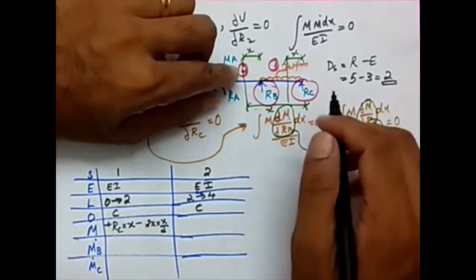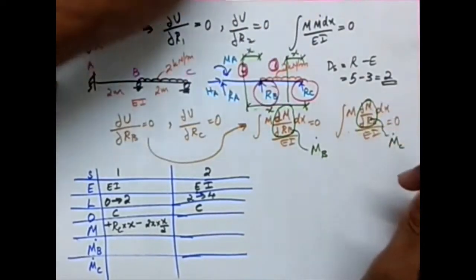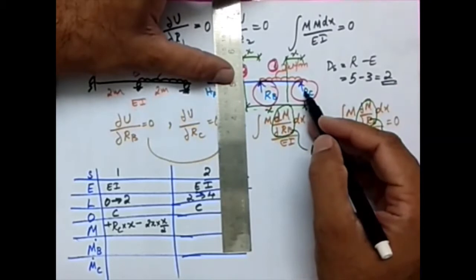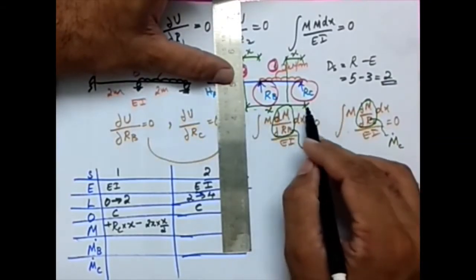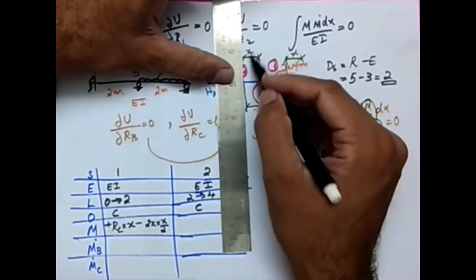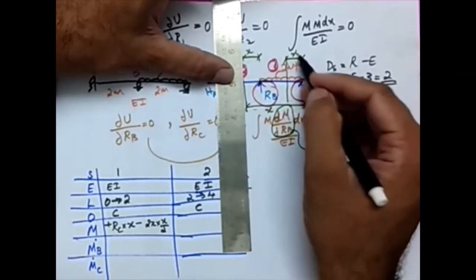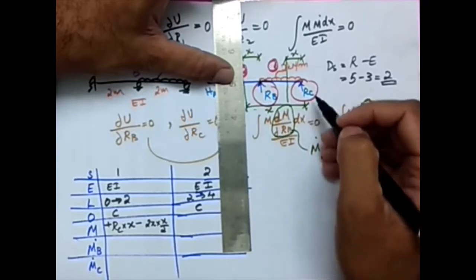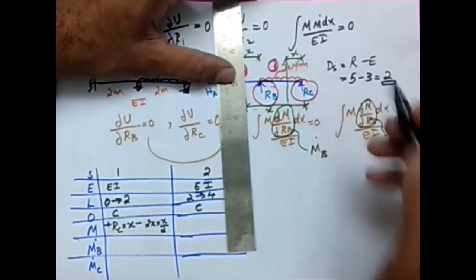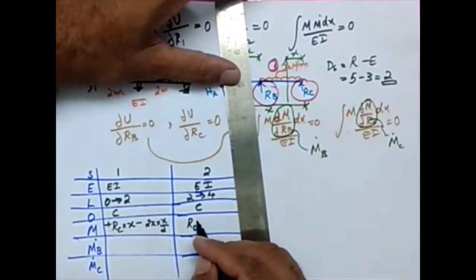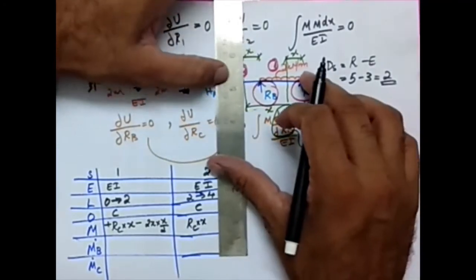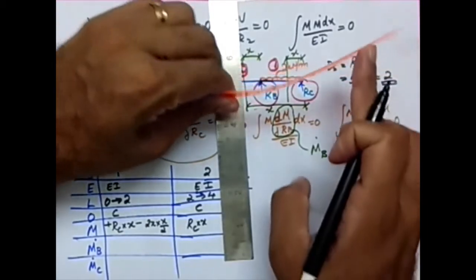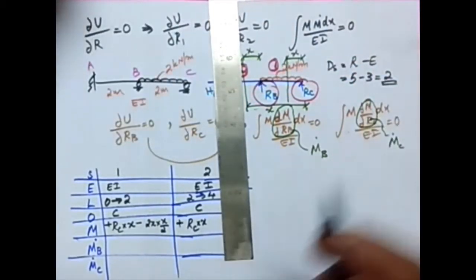Okay, let's try. I'm taking the section here. So I'm looking to the right. One force is RC, which is at a distance of x. I do not consider this or this, because now I'm dealing with the origin C for segment 2. So this is the x. So RC times x is the moment. Sagging or hogging? Load is acting like this, sagging, plus.